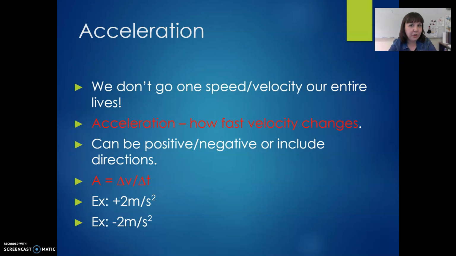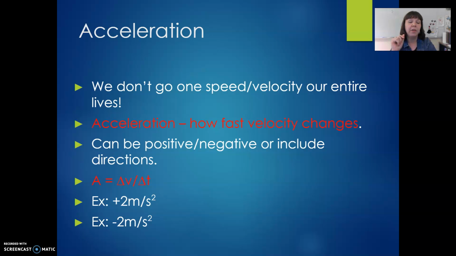So when we change our velocity, that's a term called acceleration. We don't go the same speed our entire lives. Like the example of driving to Dallas, in my neighborhood, I'm going slower, but then I speed up for the highway. So acceleration is how fast we change how fast we're going. It can be positive or negative as well because it too is a vector. Since velocity is a vector, acceleration is going to be a vector.